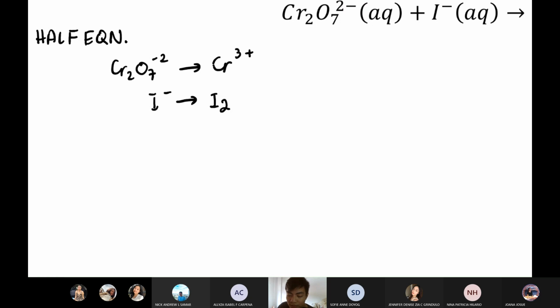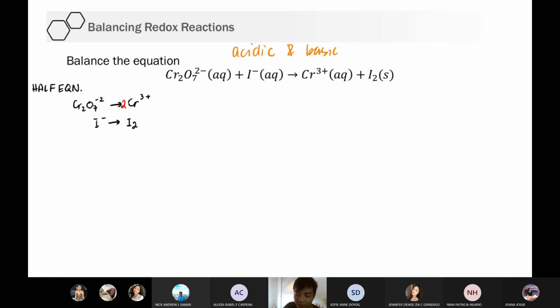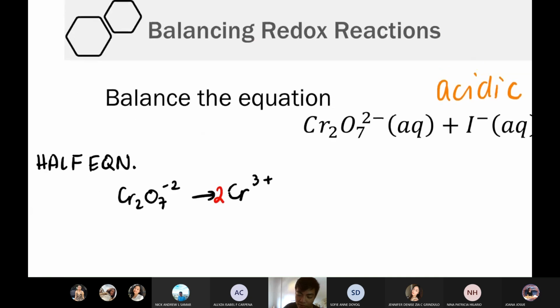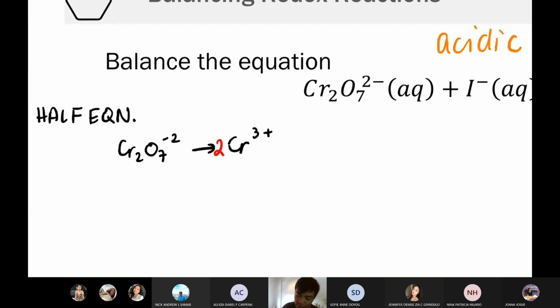Pag magbabalance, chromium, dalawa yung chromium sa left, isa sa right. Baka nakalimutan nyo yun, ha? Okay, dalawa yung chromium dito, isa dun sa kabila. Okay. So this will be 2. Okay. Baka mamaya nakalimutan nyo yun, ha? Again, be careful. Kasi baka mamaya, hindi nyo na-balance yung unique atoms. Yan yung mga sinasabi nating unique atoms. Unique atoms are the atoms other than hydrogens and oxygens.